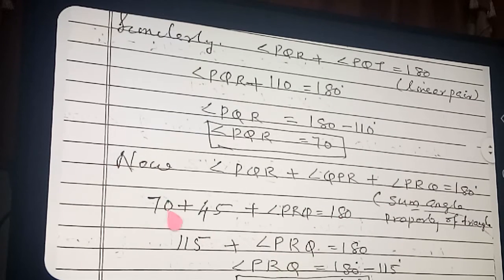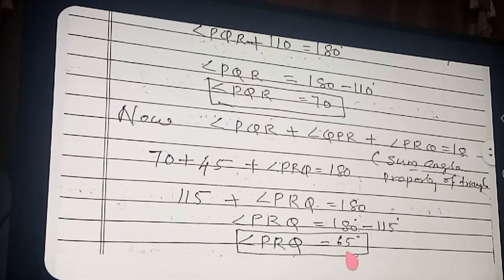So now, 70 plus 45, how much coming? 115. So 115 plus PRQ is equal to 180. Therefore PRQ is equal to 180 minus 115. So what you are getting? 65. Add and see, 180 coming now? Okay. PRQ is equal to how much coming? 65 degree. So you got the answer now. Angle PRQ is equal to 65 degree.